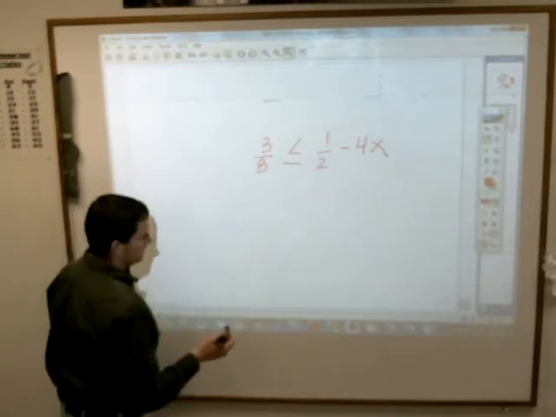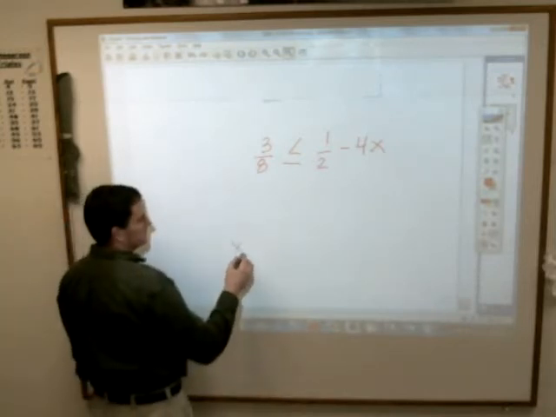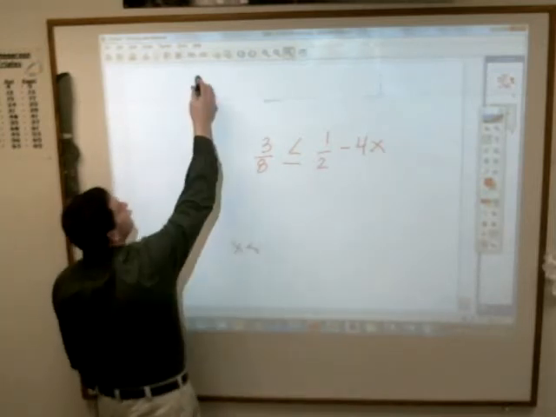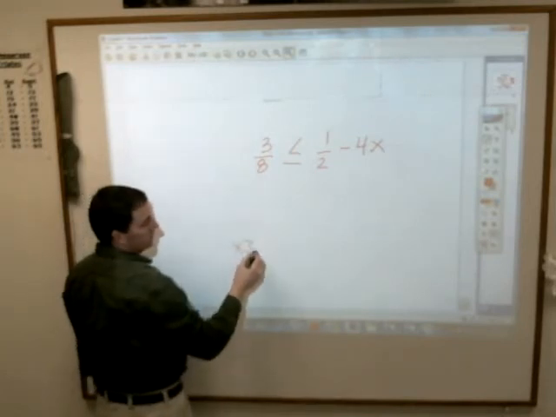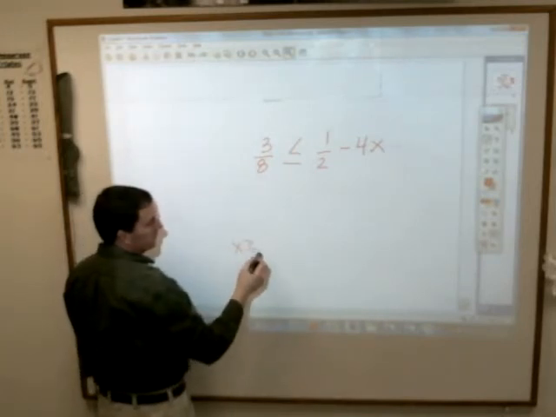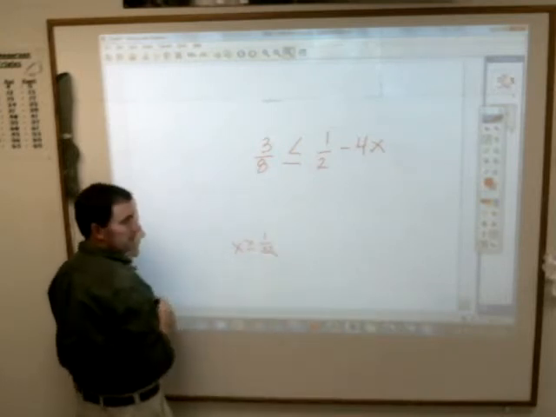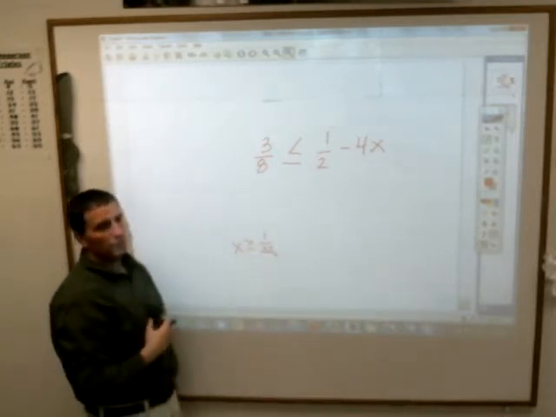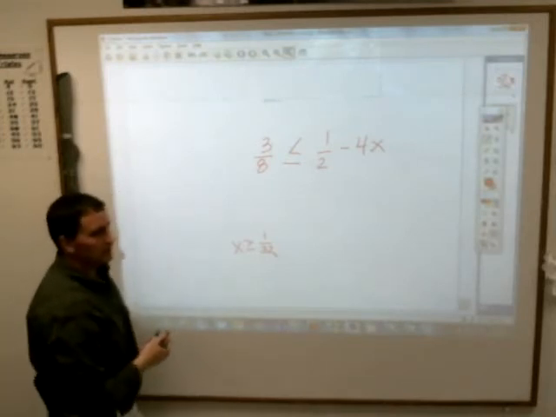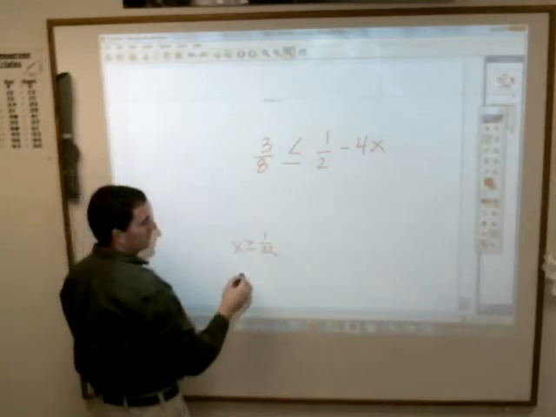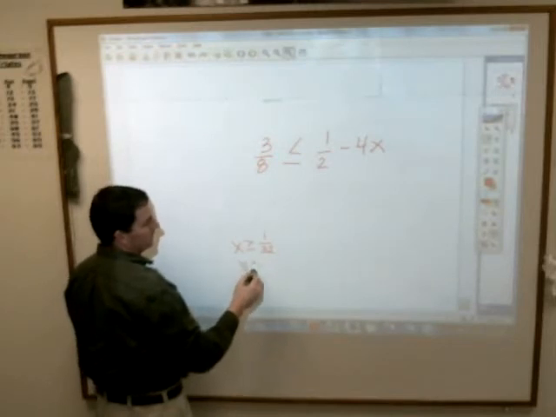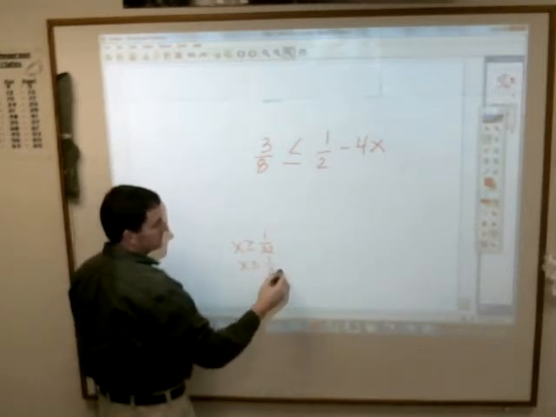Steph says, x is greater than or equal to 1 over 30. x is greater than or equal to what? 1 over 32. Anybody in agreement to that? Kylie says, well, I have less than that. Well, it's not the same thing if you have less than.